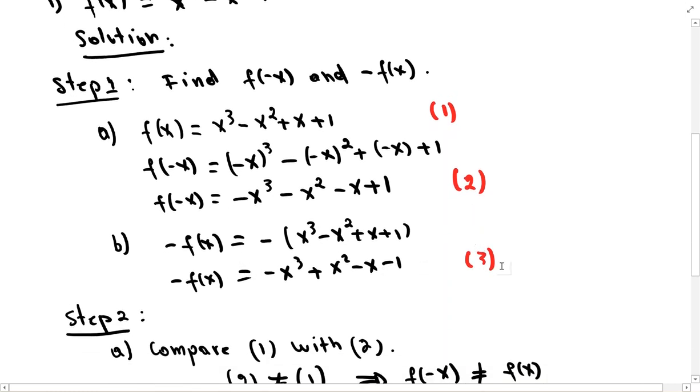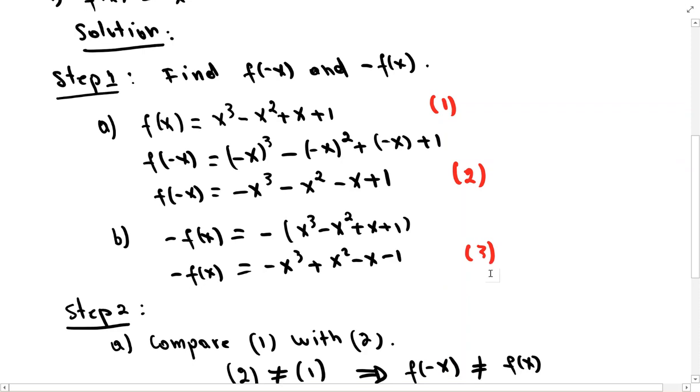And then we go find equation 3, which is negative f of x. So we're going to take f of x, which is this, and multiply the whole thing by negative 1. So we're going to distribute the negative sign to every term within the parentheses. So you get negative x cubed, negative and negative makes it plus x squared, negative and plus makes it negative, negative and plus makes it negative. Now this is negative f of x. We call that equation 3.